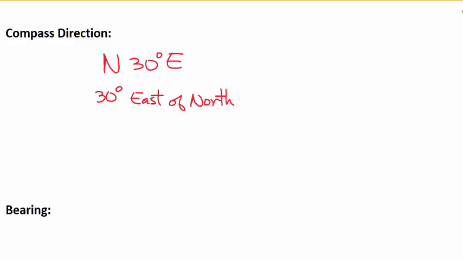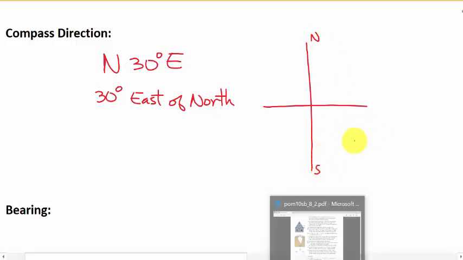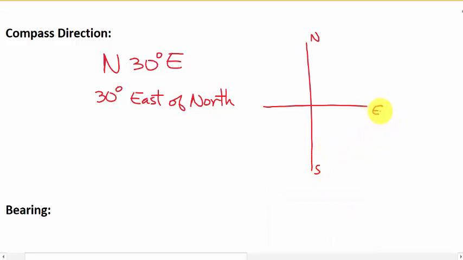Okay, so the way you do this. Whenever you see a compass direction, I always want you to draw the cross section. I do want you to draw the lines for your north, your south, your east and west. Okay? So this will be your north. Downwards you usually draw your south. And then on this side you will put your east. And then on this side you put your west.